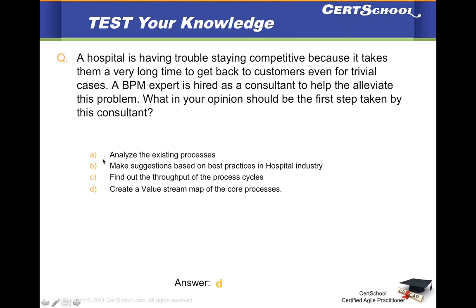Okay, so even though analyze the existing processes seems correct at the high level, in terms of what steps need to be taken, there's a choice D, which is, create a value stream map of the core processes. So unless you create that map, you cannot really go to the analysis cycle. So D, first create the map and then do the analysis. Making suggestions based on the best practices in the hospital industry is very vague and does not seem like a right choice. Find out the throughput of the process cycles is also vague, not really going to help alleviate the problem.